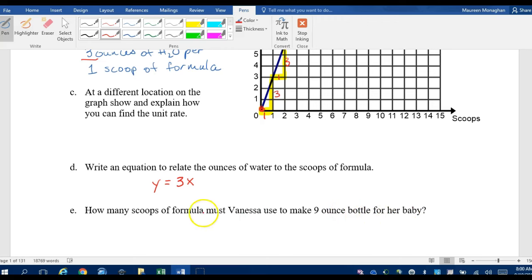How many scoops of formula must Vanessa use to make a 9-ounce bottle for her baby? How many scoops? So what are we trying to find here? Well, we know that y is the water. We can look at the graph, we can look at the table. X is the scoops. What are they giving us here? They're giving us the water. So we have to put that in on the water side. And then, of course, we would solve this equation. And x is the scoops, so it would take 3 scoops for a 9-ounce bottle of water. Okay?